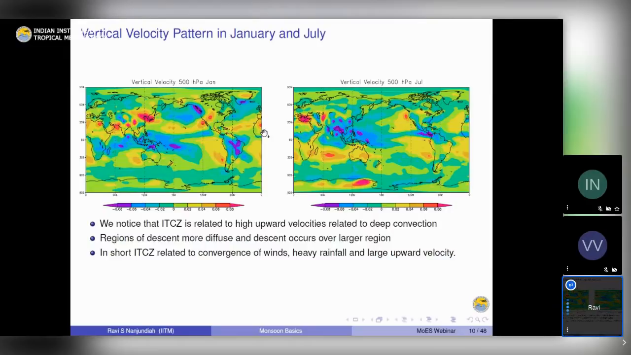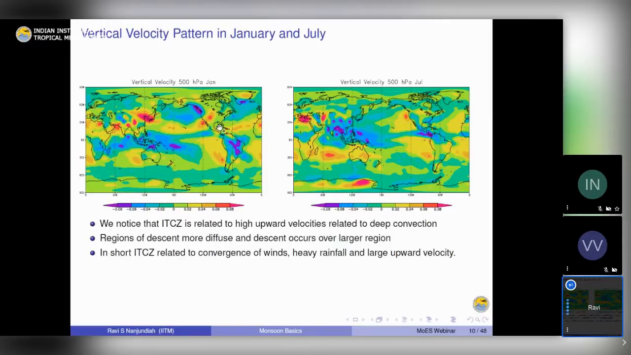So in short, we can say that the ITCZ is a region where there is copious rainfall, and also a region where you have large upward velocity. This is the position in July, where you can see lots of blues, which is where you have the upward motion related to what's happening over the Indian region. That is, our monsoon has lots of rain and also lots of upward velocity. And you would also notice that in the mid latitudes, let's say at 30 north or 30 south, there is always descending motion.